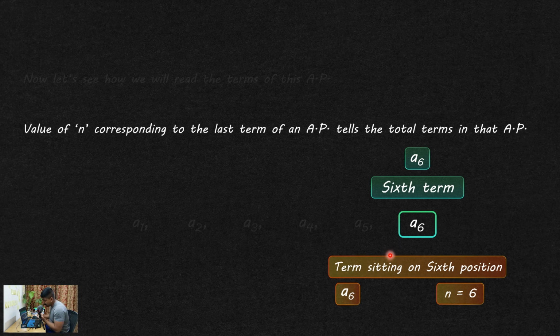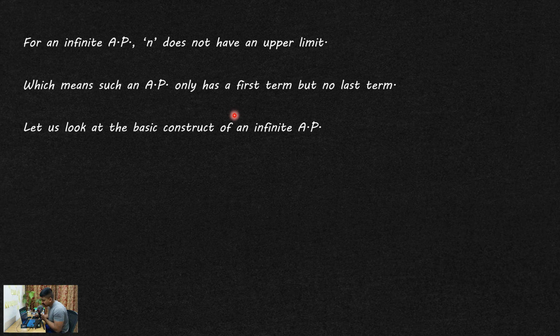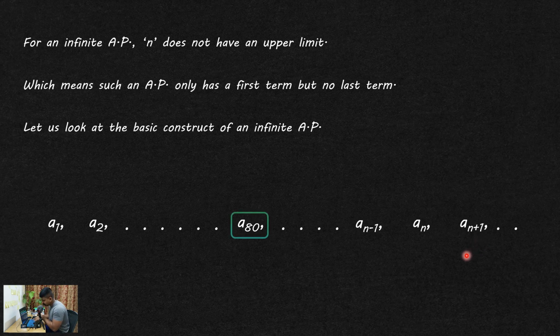The value of n corresponding to the last term of an AP tells the total number of terms in that AP. For an infinite AP, n does not have an upper limit, which means such an AP only has a first term but no last term. Let us look at the basic construct of an infinite AP. So here we have an infinite AP, a1, a2, so on, a80, an-1, an, an+1, and so on. It has no last term.